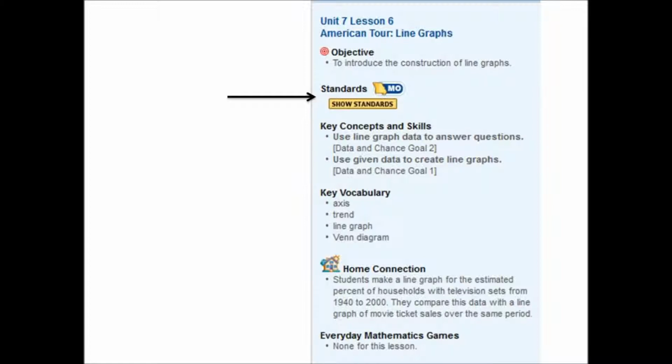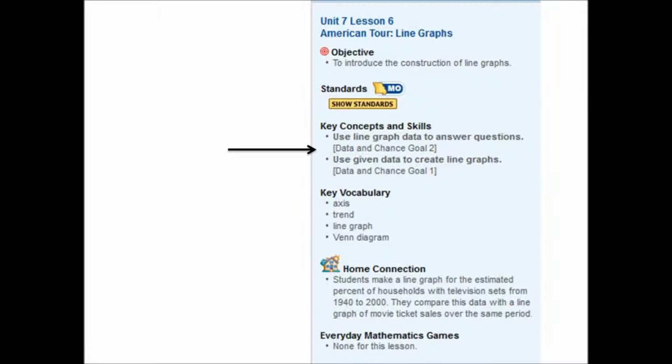On the slide in front of you, you can see that we are in Unit 7, Lesson 6 of an American Tour of Line Graphs. The objective for this lesson is to introduce the construction of line graphs. Notice that in the teacher's manual and online, you can find the grade level expectations, which are the standards for Missouri. We also have a scope and sequence for Common Core integration.